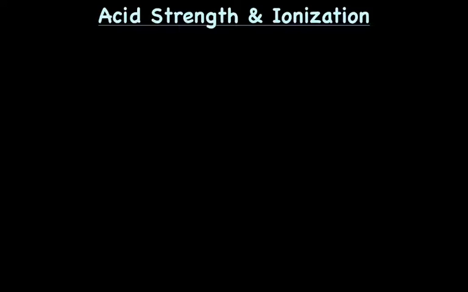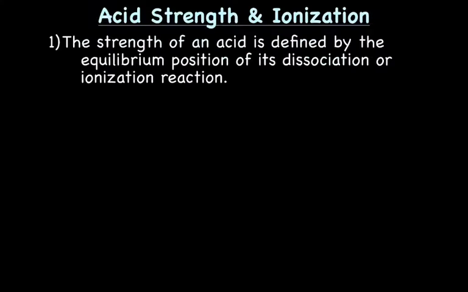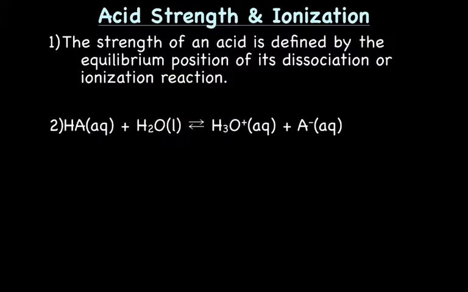Okay, our first topic is acid strength and ionization, or what is the relationship between acid strength and ionization. So here is the definition of acid strength. The strength of an acid is defined by the equilibrium position of its dissociation or ionization reaction. What? Okay, let me explain what all of that means.